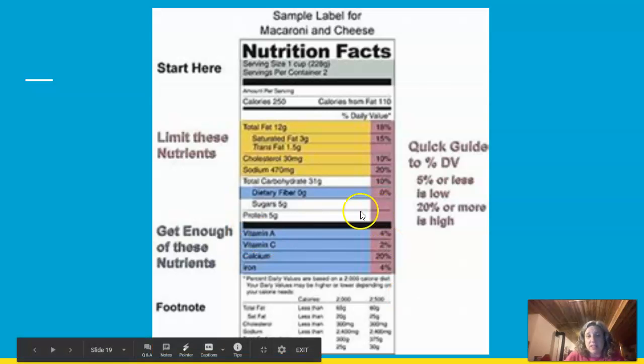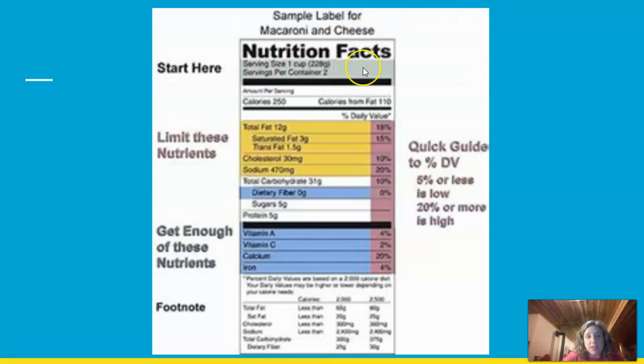So here is an example of what a nutrition label looks like, and this is a little bit blurry. I have some more. So you're going to start at the top. It says the serving size is 1 cup, and there's 2 servings in here. And it has, I don't know, 200 some calories for this one. So this is for macaroni and cheese. So if you're going to eat the whole box of macaroni and cheese, which some people do, you have to make sure you double those calories.